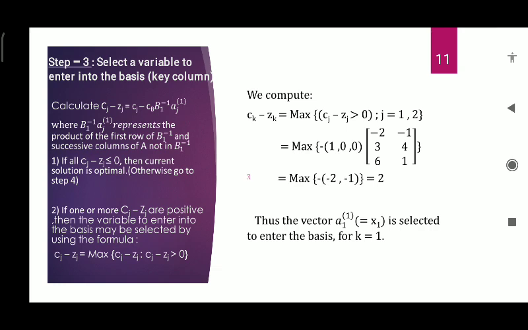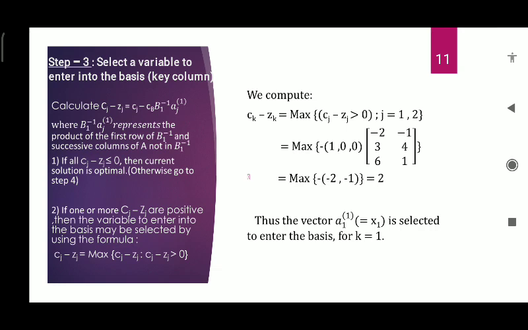If one or more Cj minus Zj are positive, then the variable to enter into the basis may be selected by using the formula Ck minus Zk equal to maximum of Cj minus Zj, for which Cj minus Zj is greater than or equal to 0. So let us compute in the following manner. Ck minus Zk equal to maximum of Cj minus Zj greater than 0, when j equal to 1, 2. The maximum Cj minus Zj can be calculated by using the formula we already know, the first row of B inverse into the successive columns of matrix A, which is not in the B inverse.